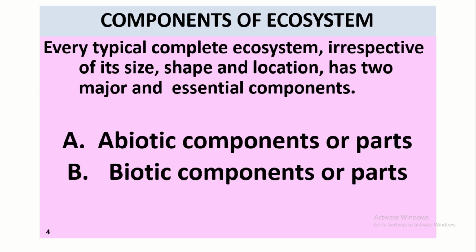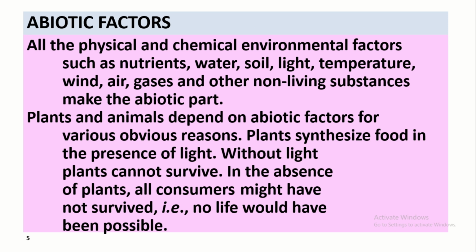Every ecosystem, complete ecosystem, irrespective of its size, shape, location, has two major and essential components: abiotic parts and biotic parts. So biotic and abiotic, living or non-living, these are the two parts which every ecosystem must have. Otherwise it would not be a complete ecosystem, it may become incomplete.